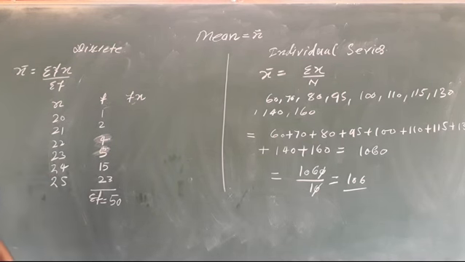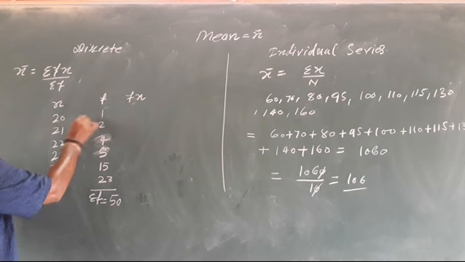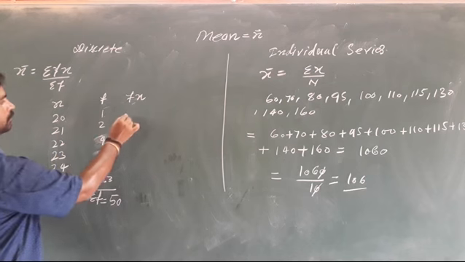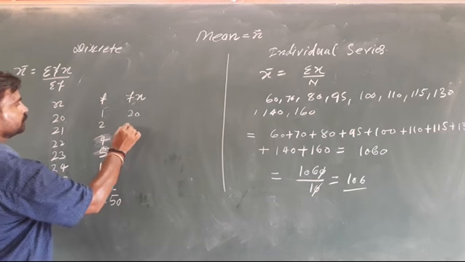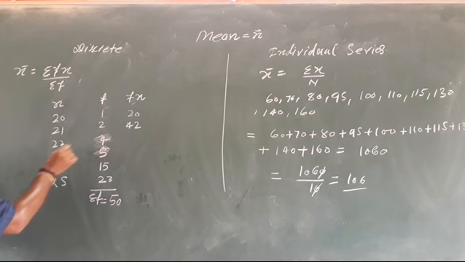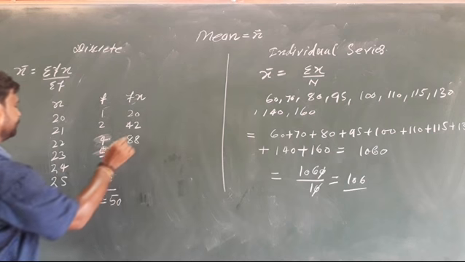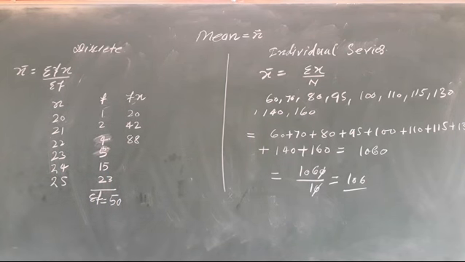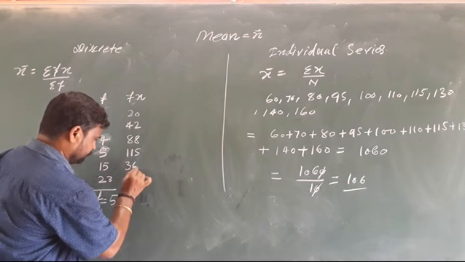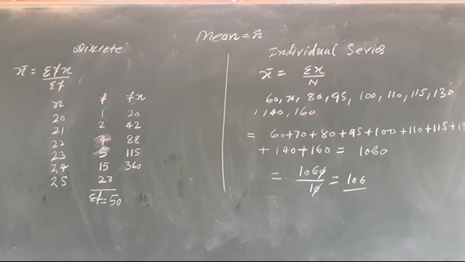Now we will do the fx. F and x means the number will be multiplied with f. 20 into 1, 20. 21 into 2, 42. 4 into 22, 88. 5 into 20, 23, 115. 24 into 15, you can use calculator, 360. 25 into 23, you can use calculator, 575.